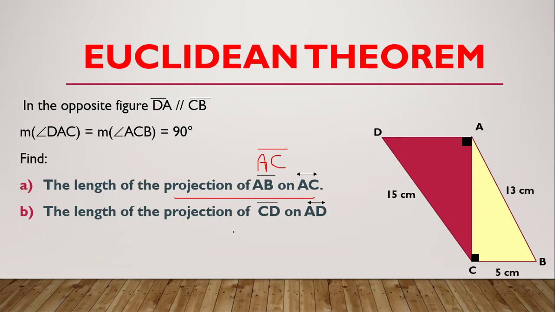Second, I want to get the length of the projection of CD on AD. This is CD and this is AD. D belongs to the straight line AD, so the projection will be D. And now let's get the projection of C on AD. This is C and this is AD. Draw a perpendicular to AD, it intersects at A. So I want the length of the line segment AD. So I want to calculate the length of the line segment AC and the length of the line segment AD.